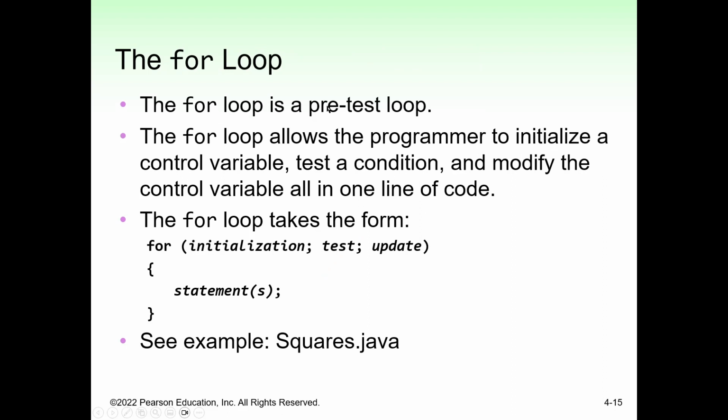Now the for loop is a pretest loop. What the for loop does, again, is check if your condition is true, and then it's going to do something. So the for loop is a little bit of a different loop. The for loop has initialization of a variable, then it has a test of a condition, and then it will update your control variable. So I will show you an example of this.